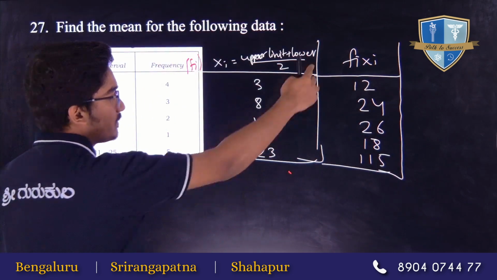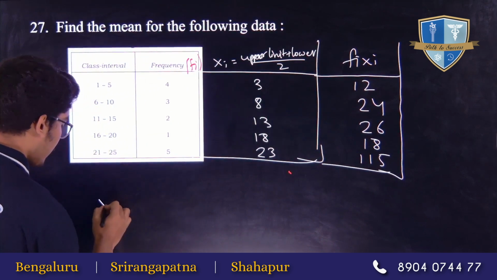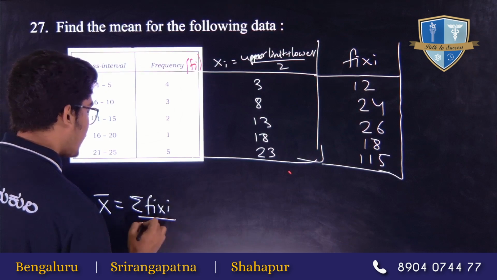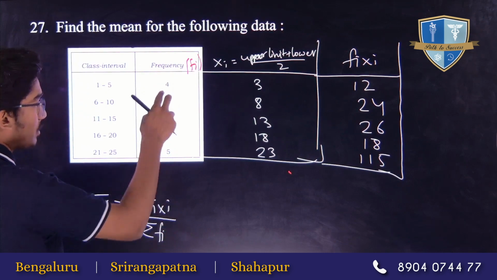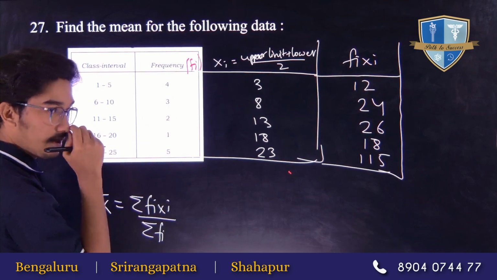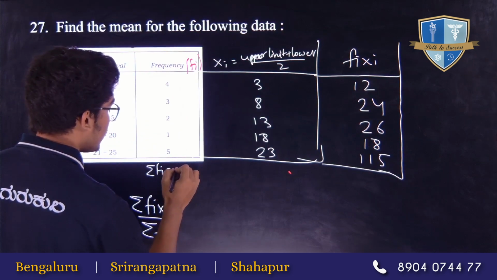Now we need the summation of all of these terms. Since we know x bar is equal to summation fi xi divided by summation fi. Summation of fi: 4 plus 3 is 7, 7 plus 3 will be 10, and 10 plus 5 will be 15. So summation fi is 15.